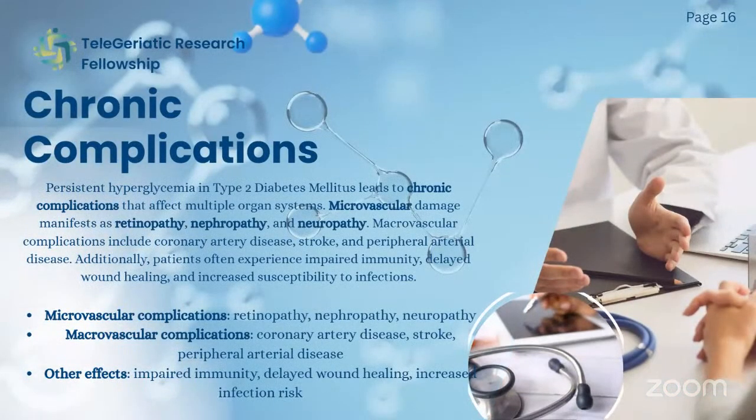Okay, now the chronic complications. Persistent hyperglycemia in type 1 and type 2 diabetes mellitus leads to chronic complications that affect multiple organ systems. Microvascular, as we mentioned before, are retinopathy, nephropathy, and neuropathy. And macrovascular: coronary artery disease, stroke, and peripheral artery disease. Additionally, patients often experience impaired immunity, delayed wound healing, and increased susceptibility to infection.